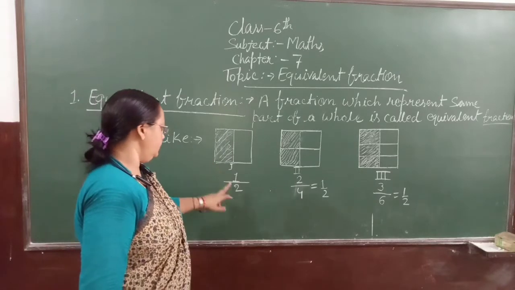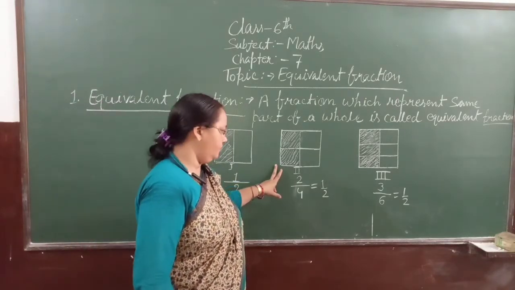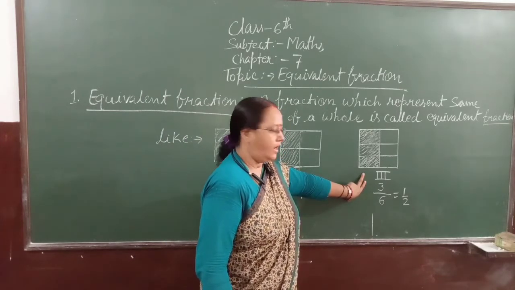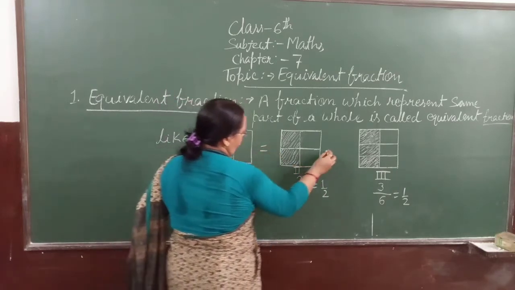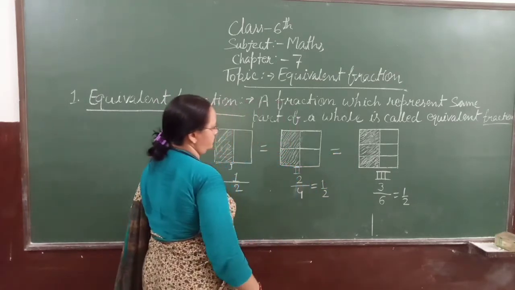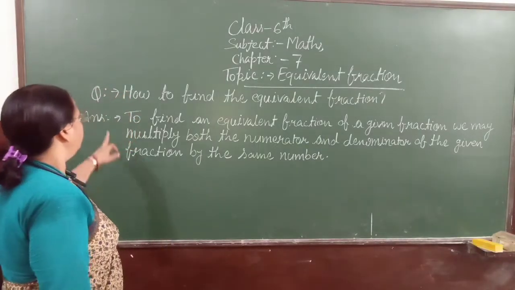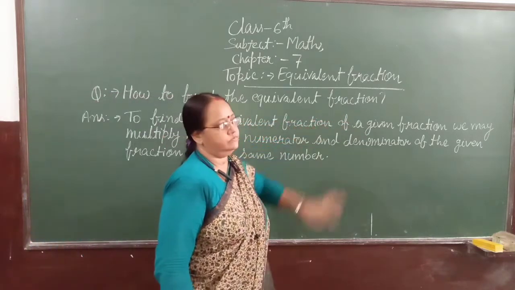Look at this picture. This represents the half. This also represents the half and this also represents the half. So this is the example of equivalent fractions. Students, the question arises here, how to find the equivalent fraction.